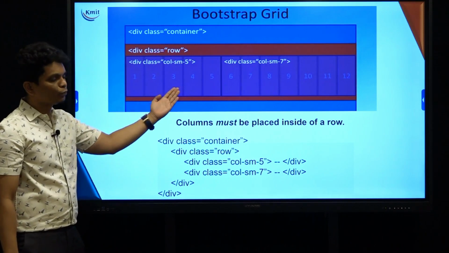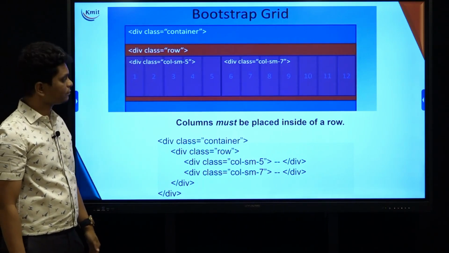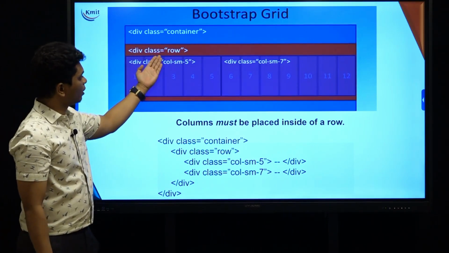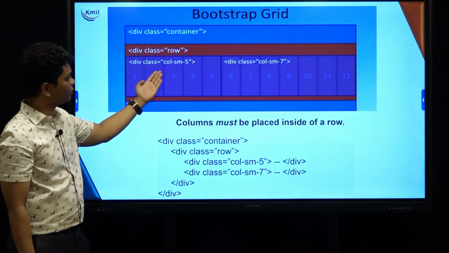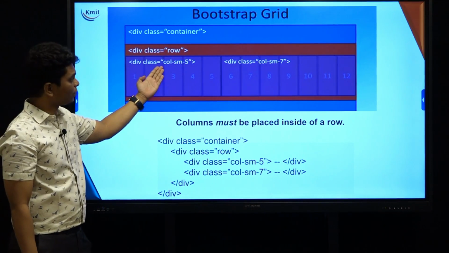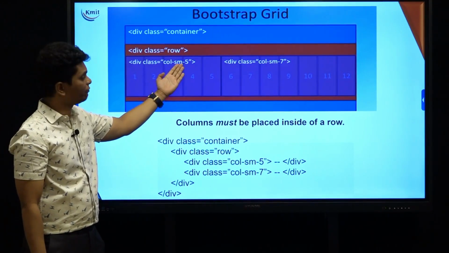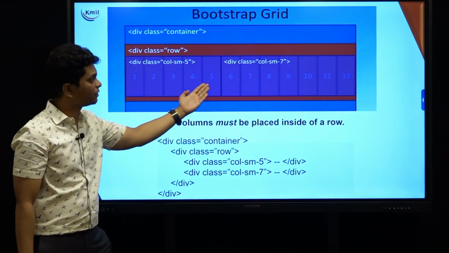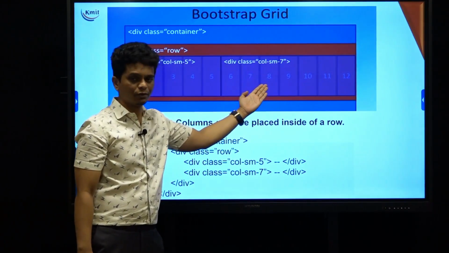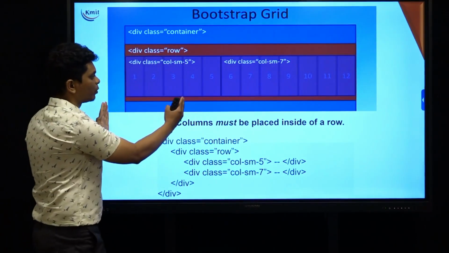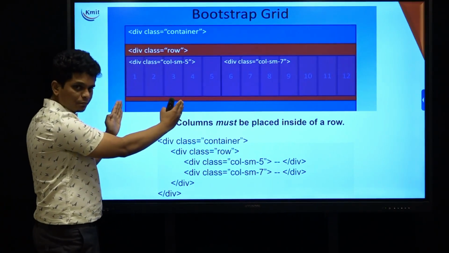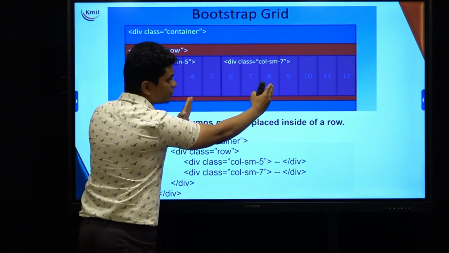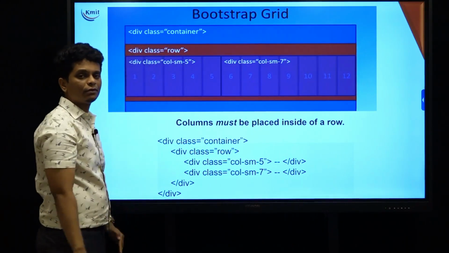Now, here we have two sets of columns. Under the container we have the row class, and under the row class we have a column class. Now, the first column class has 5 columns in it and the second one has 7 columns in it. So, I can use 5 columns of my browser for a specific purpose and another 7 columns for another purpose.